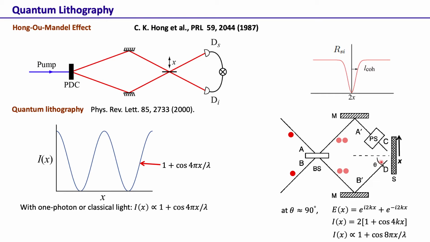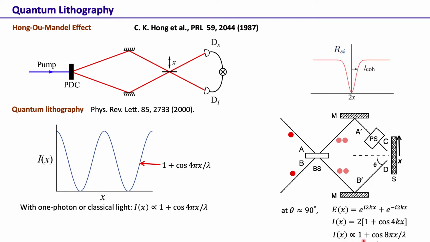So in this case, the electric field or the field amplitude can be written. This is actually applicable for the wave function, but I'm just writing using the same notations as we use for the classical fields here. So this is e to the i twice kx, because now we have two photons, e to the minus i twice kx, and then we get the intensity as 1 plus cosine 4kx.